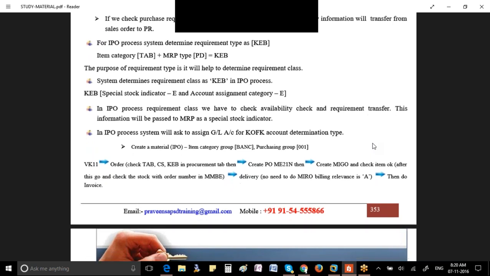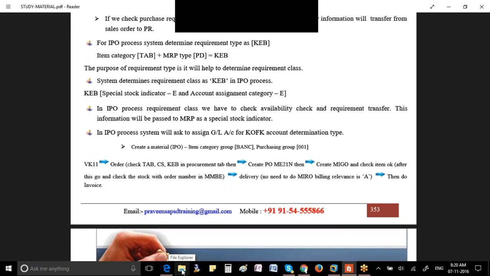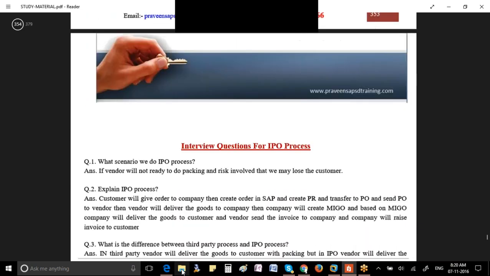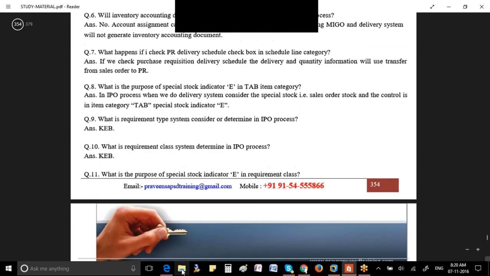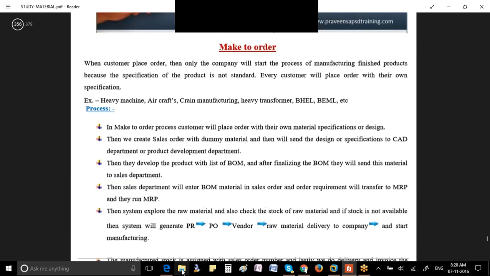Requirement class, checking rule for the IPO is BE. And the movement type for MIGO is 101. Just remember these things, it's very important, and these are the things which are going to be asked in interviews. As I told you, take a printout of the screens I have shared earlier with you. Let's move on to the make to order process after the IPO process.